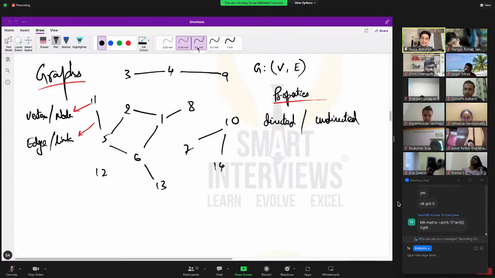A directed graph is basically a graph where you can only go from 2 to 1, but you cannot come from 1 to 2 unless there is another arrow pointing from 1 to 2. An undirected graph is also known as a bidirectional graph, meaning the edge from 2 to 1 is also the edge from 1 to 2. Undirected graph, also known as a bidirectional graph.